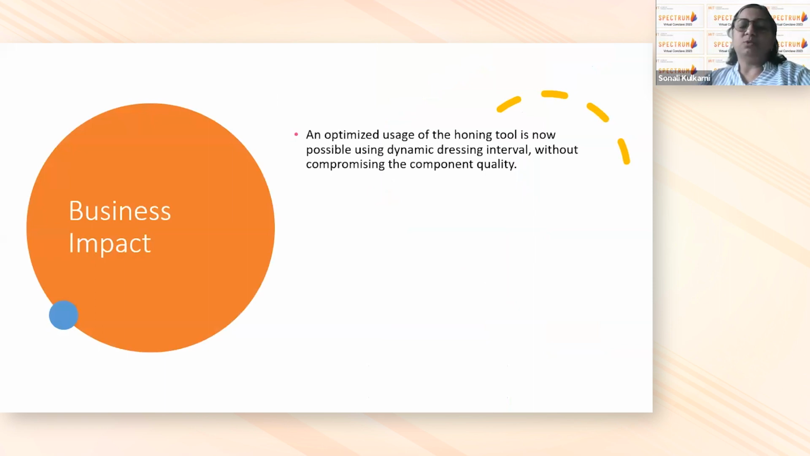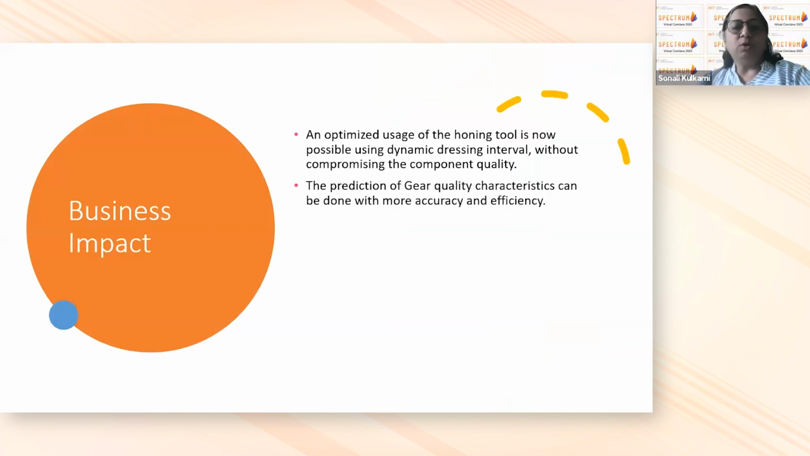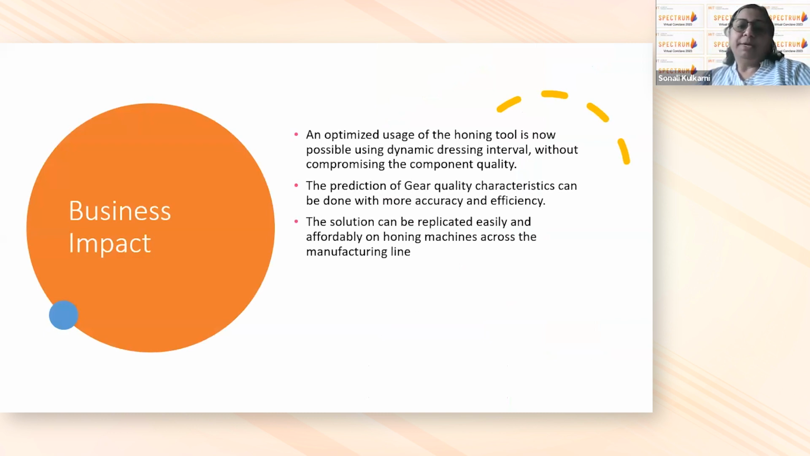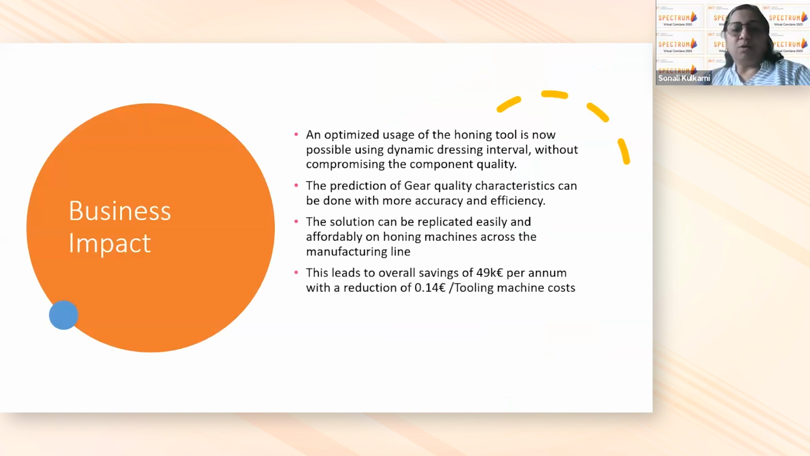What was the business impact? This reduced a lot of manual work, and optimized use of the honing tool was possible because of this. The solution can be replicated easily and affordably on honing machines across the manufacturing line. This typically saves 49K euros per annum for a client by automating this process, and with a reduction of, of course, 0.4 euro per tooling machine cost. So this is the overall business impact achieved by this solution.